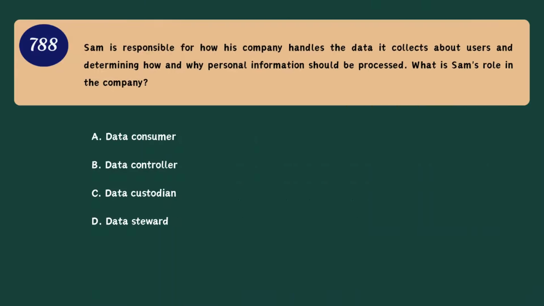Question 788. Sam is responsible for how his company handles the data it collects about users and determining how and why personal information should be processed. What is Sam's role in the company? A. Data consumer. B. Data controller. C. Data custodian. D. Data steward.